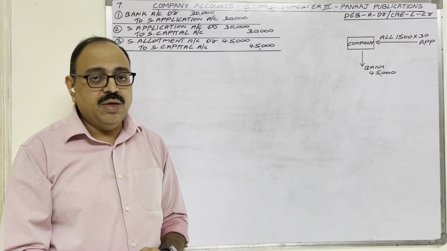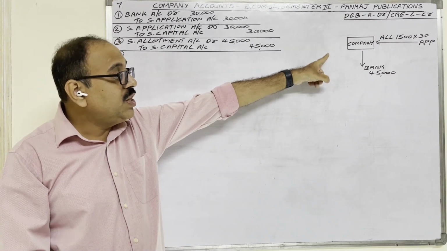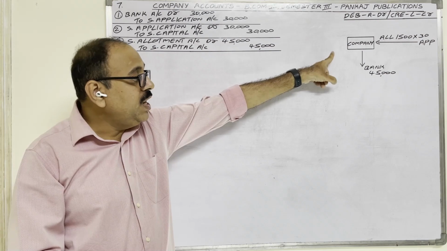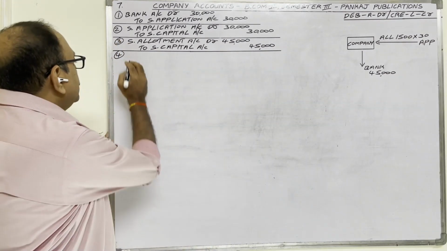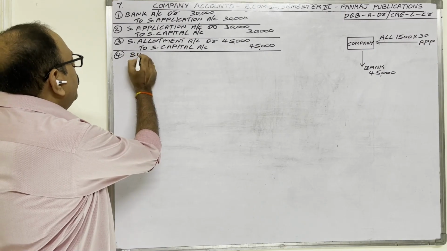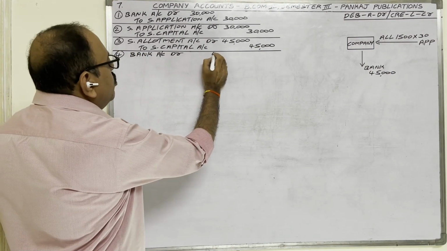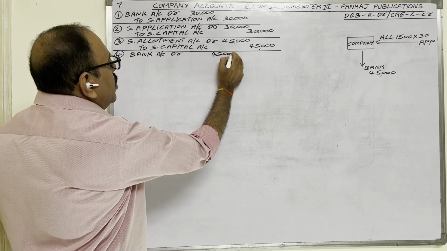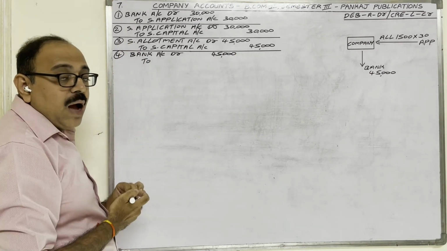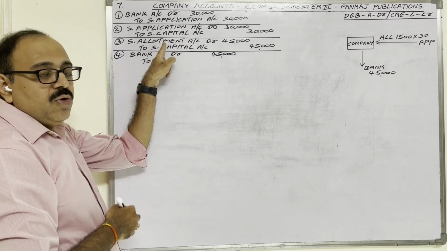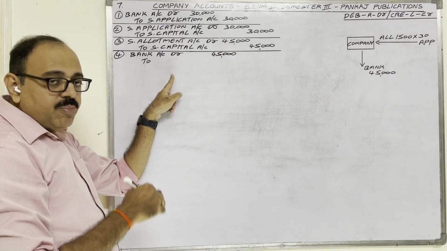Receiving allotment money. From applicants 45,000 rupees came. That money the company deposited in the bank. Bank is a receiver. As per personal account rule, bank account should be debited. 45,000 rupees coming now. Debit that amount. In the third entry, we wrote that applicants are debtors. Now they are not debtors because they already paid money.